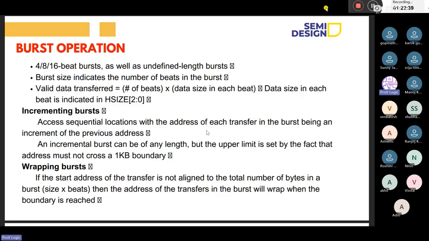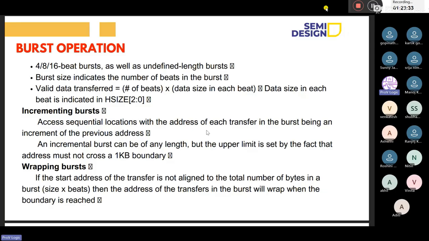An incremental burst can be of any length, but it has a limit: it should not cross the 1 KB boundary. Wrapping burst means if the start address of the transfer is not aligned to the number of bytes in the burst size, then the address of the transfers in the burst will wrap when the boundary is reached. That is the same as increment, but wrap means whenever the limit is reached, it will rotate again from there itself. Increment means it starts again from the starting address. That is what increment is.